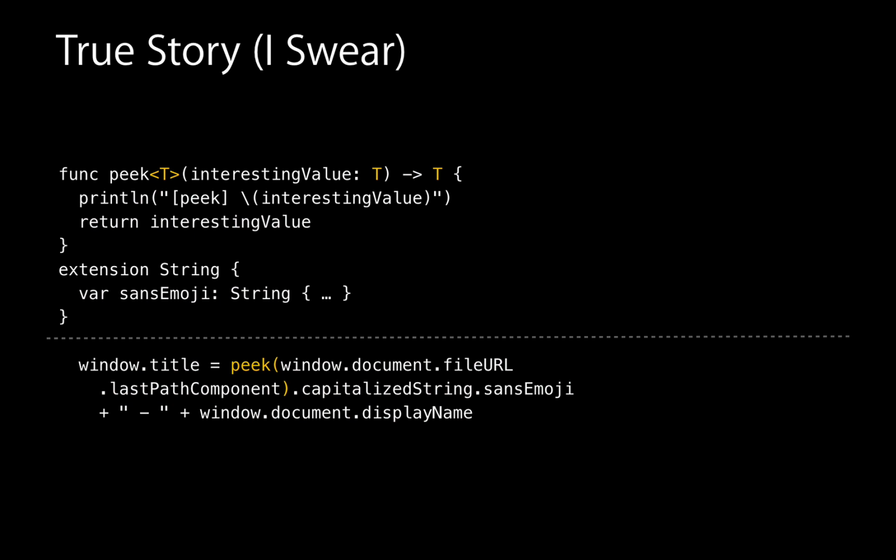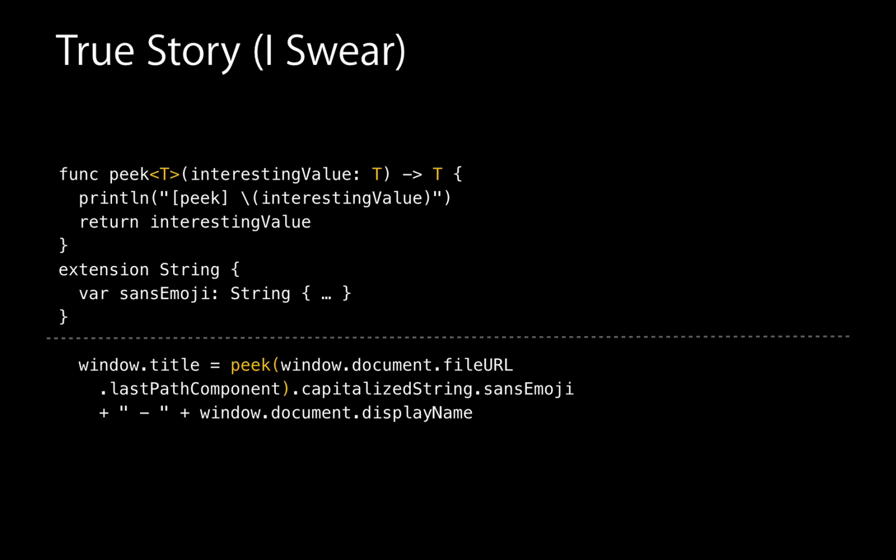What he did here was turn peek into a generic function. Now, a generic function is declared with a type parameter list in angle brackets after the base function name. In this case, there's just one, T. Now, you can think of T as a placeholder for any type.